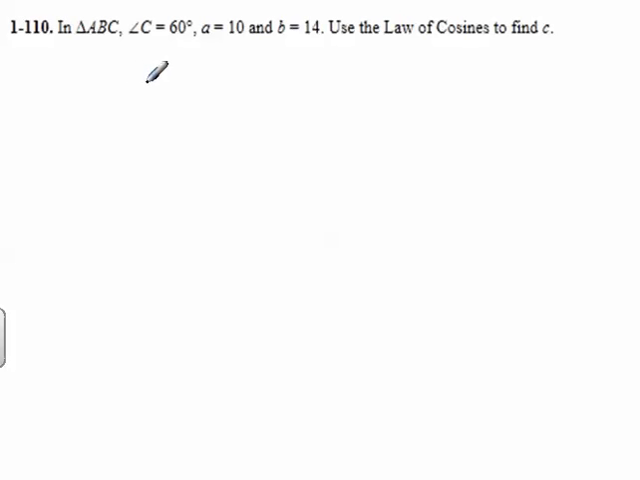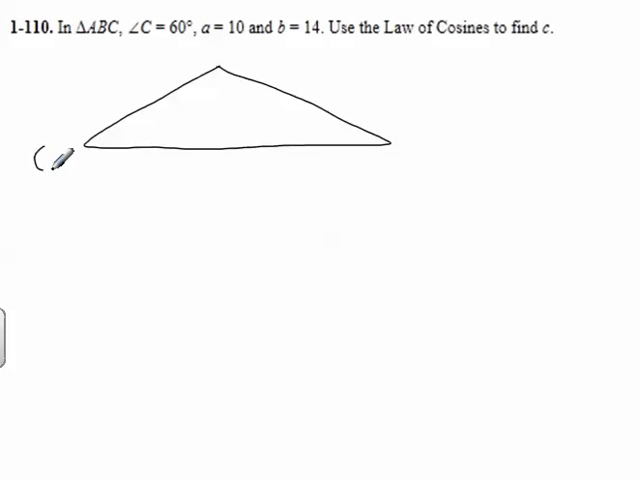Okay, so in triangle ABC, if I draw a little triangle, I'm not sure what it looks like. We're going to say angle C is 60 degrees, and I know that a is 10 and b is 14. Now I had to put angle C between a and b because side c is over here. Angle C will always be between those two sides. So use law of cosines to find c.